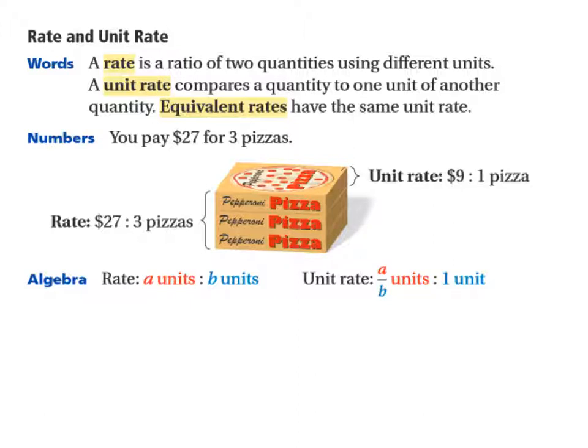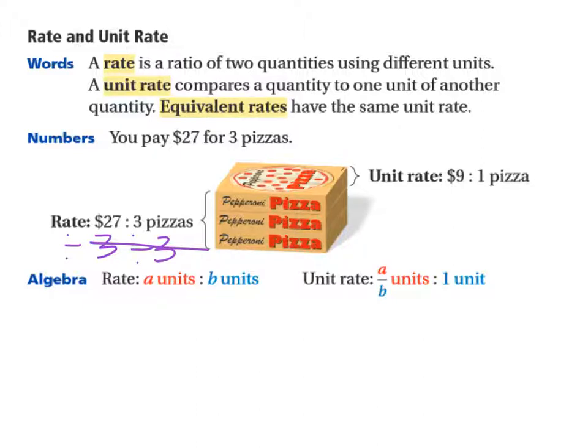In numbers, you pay $27 for 3 pizzas. The unit rate is $9 for one pizza. And if you remember in 5.2, if you find a factor that 27 and 3 have in common, and you want to find the greatest common factor, then you would divide both of these by 3, and that's where you would get 9 to 1, $9 for one pizza.